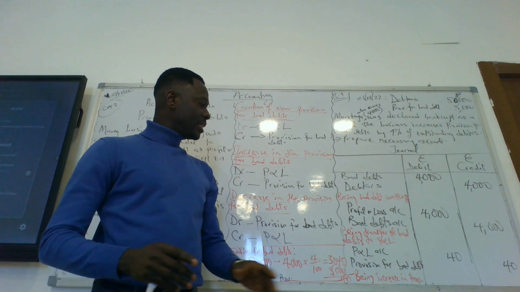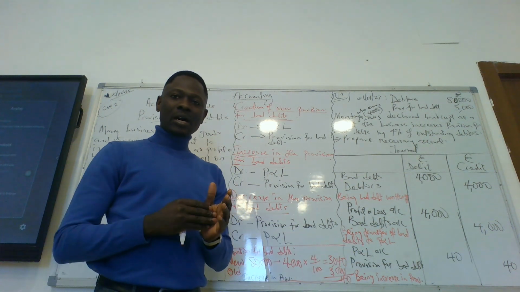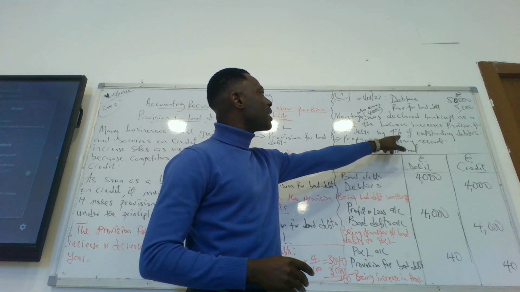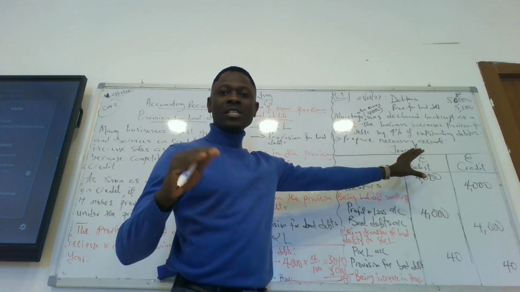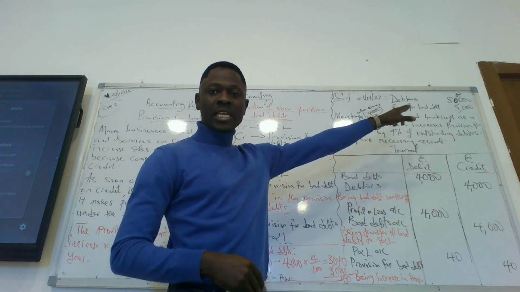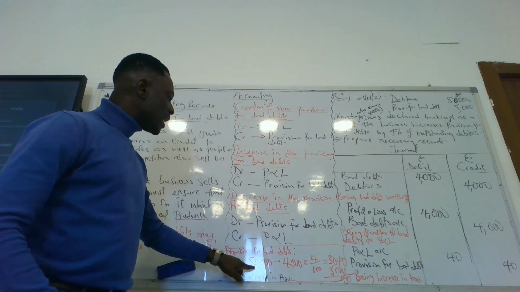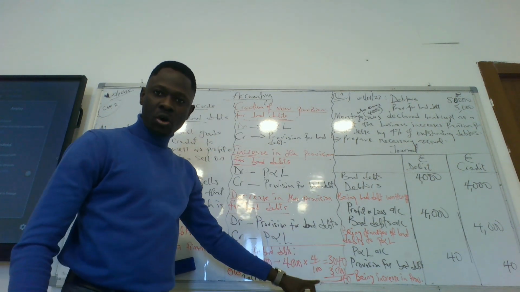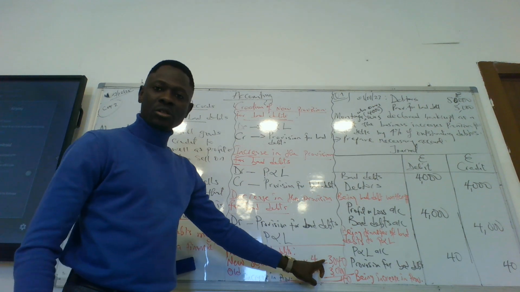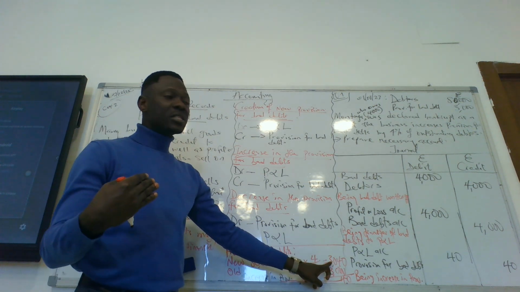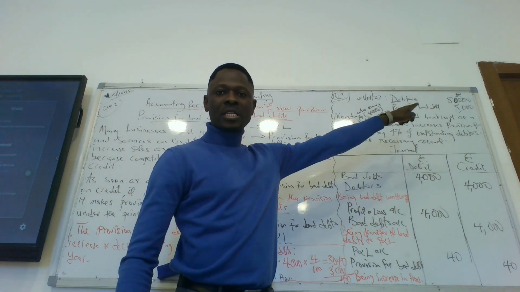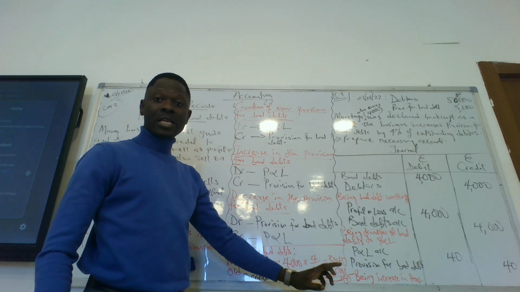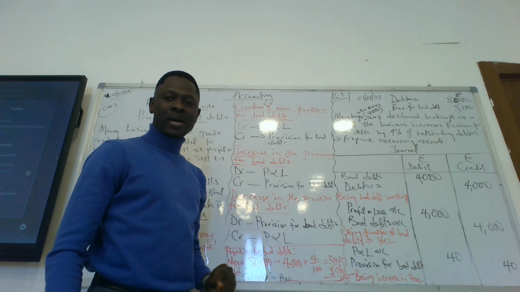And the last one is preparing the provision for bad debt account. They said we should calculate 4% of outstanding debtors. The outstanding debtors are 80,000, so it means 80,000 minus 4,000, which is for Montoya, multiplied by 4 over 100. That gives us 3,040. The previous provision for bad debt is 3,000, which means 3,040 minus 3,000, which is 40. So that means there's an increase in provision for bad debt.